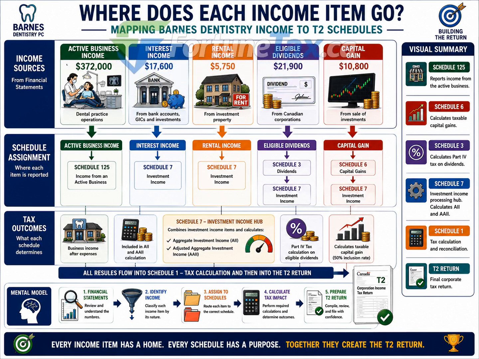The key takeaway from this slide is simple. Every income item has a home. Every schedule has a purpose. And successful T2 preparation is really the process of identifying each income item and routing it through the correct schedule. Once you understand that flow, the entire corporate tax return becomes much easier to understand and prepare.